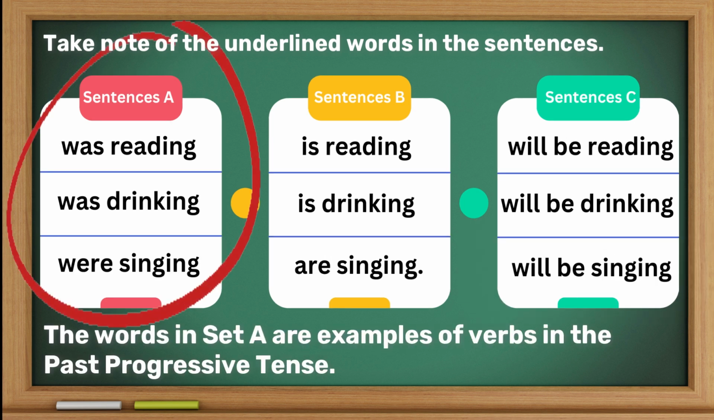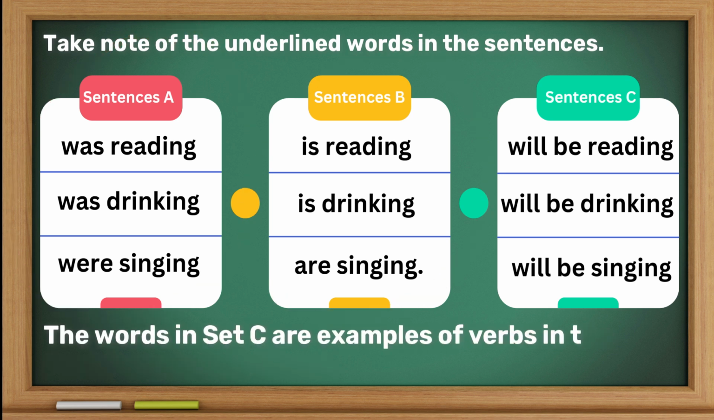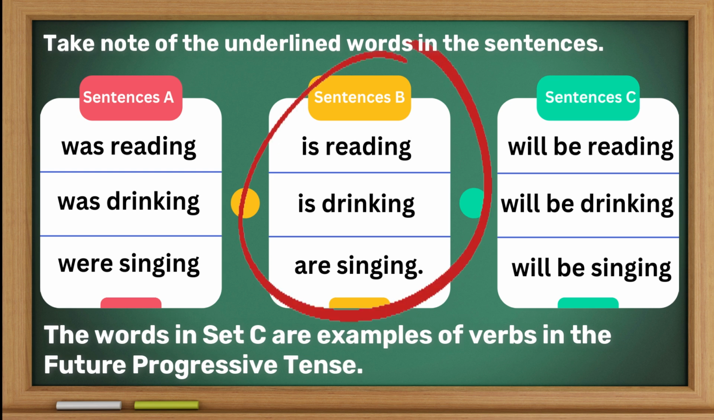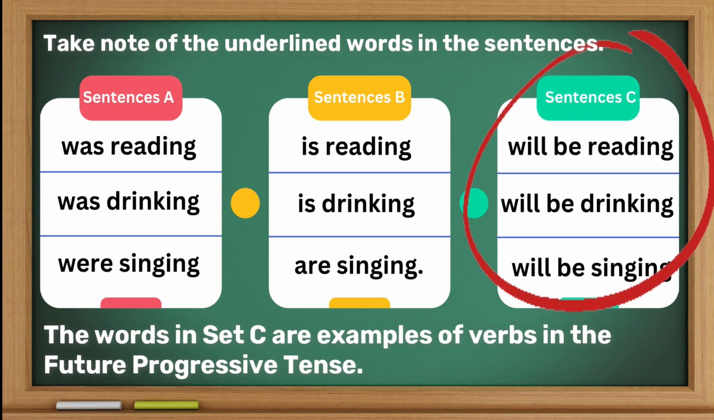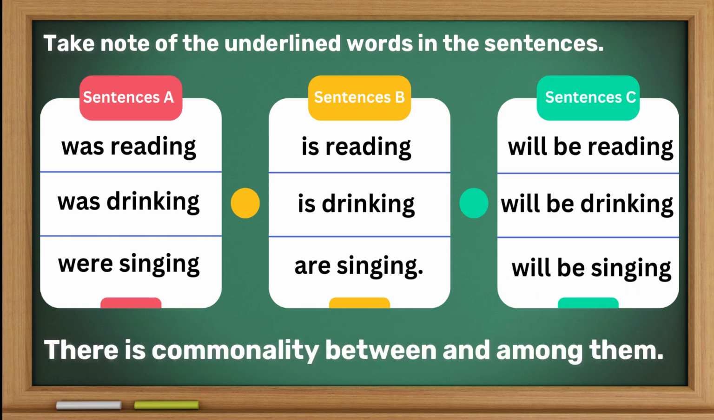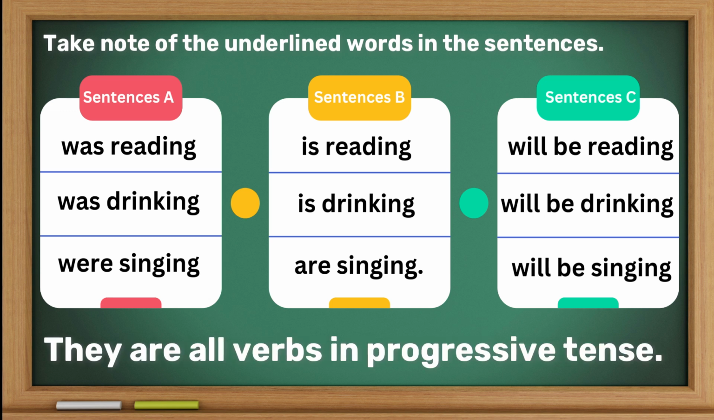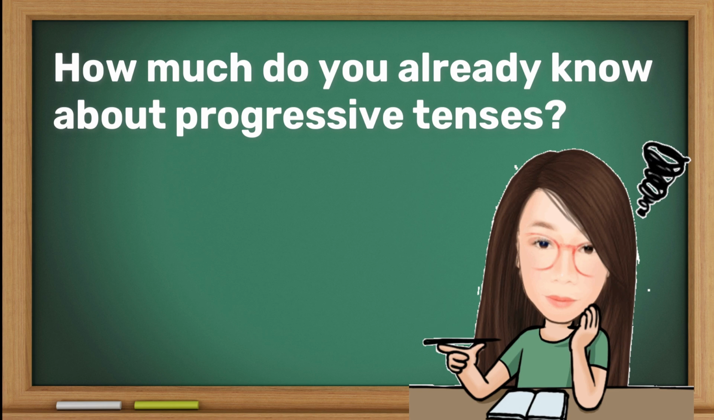The words in set A are examples of verbs in the past progressive tense. The words in set B are examples of verbs in the present progressive tense. The words in set C are examples of verbs in the future progressive tense. As you can see, there is a commonality among them. They are all verbs in progressive tense. But how much do you already know about progressive tenses?